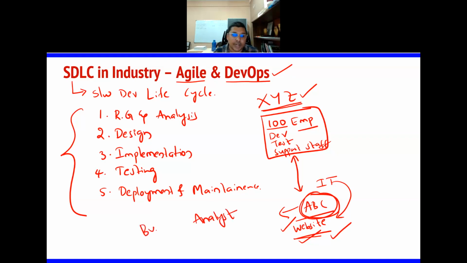So we say two different kinds of analyst. One is business analyst, other is technical analyst. All these roles you will be working on in future. So we have business analyst, we have technical analyst.